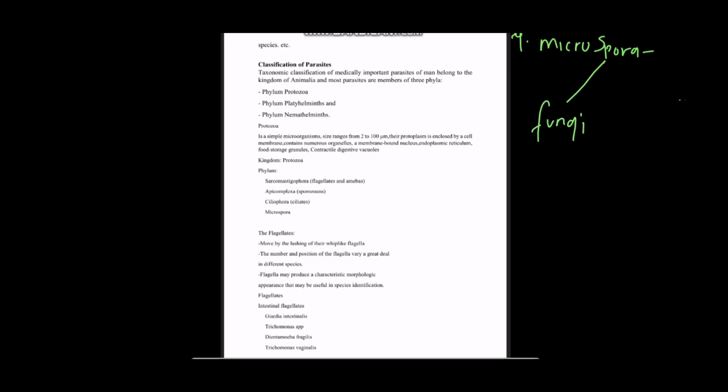Let me just give an overview in our slide. Now let's go back to our slide. In conclusion, most of them are still in Protista, but Microsporidia is now classified as fungi. Now let's go back to our slide.